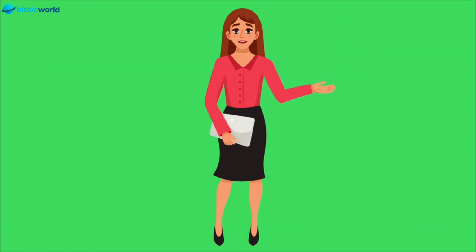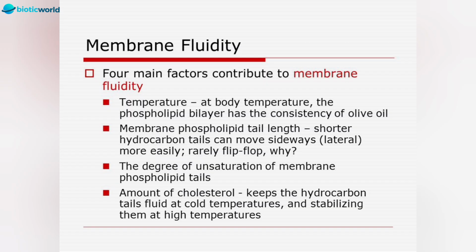The plasma membrane is not a rigid structure; it must remain fluid to function effectively. This fluidity is influenced by several factors. Temperature. Higher temperatures increase membrane fluidity, while lower temperatures decrease it. Next is the fatty acid composition. The presence of unsaturated fatty acids in the phospholipids increases fluidity by preventing tight packing.